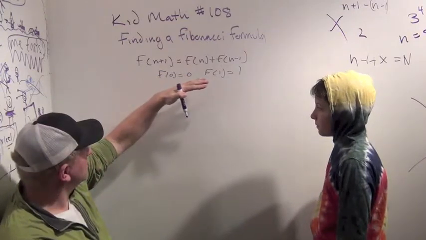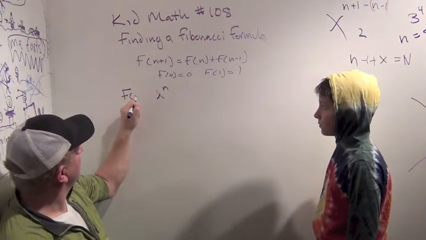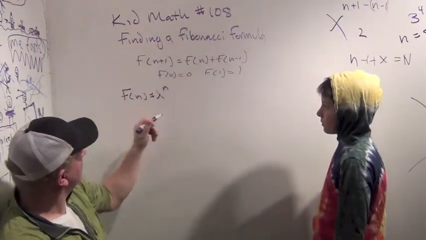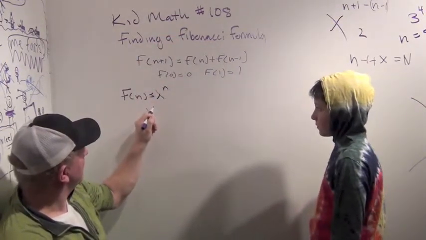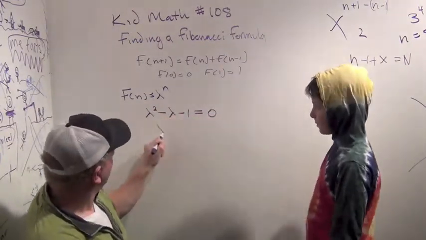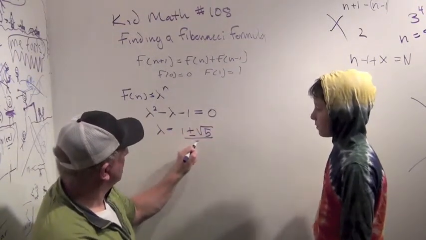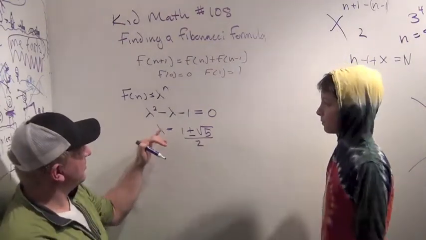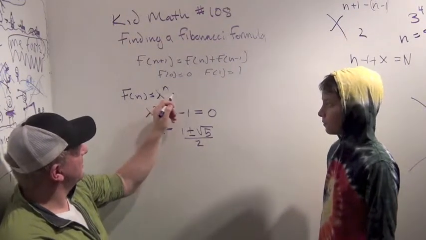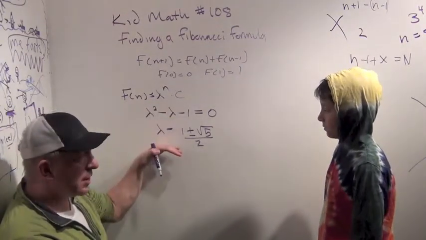We said this looks like an exponential, and we said, well, what if this was lambda to the n? That Fibonacci number n looked like lambda to the n. And we found yesterday in KidMath 107, we found lambda would have to satisfy this equation, lambda squared minus lambda minus 1 equals 0. Which meant that lambda, using the quadratic formula, was 1 plus or minus the square root of 5 over 2. So there's two possible lambdas that satisfy this. I went a little bit too fast. It was a constant times lambda to the n, right? Because we could always multiply by a constant and make it still work. So that's where we left off yesterday.